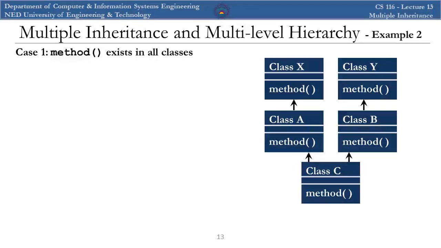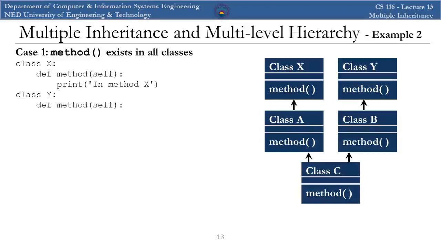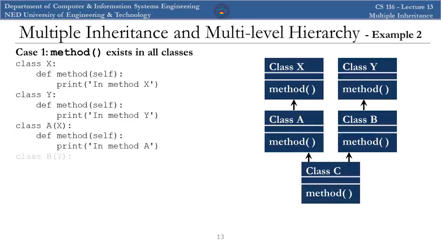So let's quickly write simple code for this. In class X, this method will print an appropriate message. In class Y, it will print in method Y. For A, it will print in method A. For B, it will print in method B. I hope this font is not too small. I just wanted to fit it on a single slide. And this is not a very complicated code, so I hope it won't be a problem for you guys.